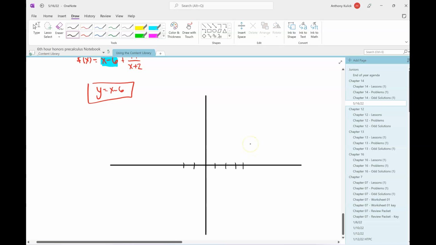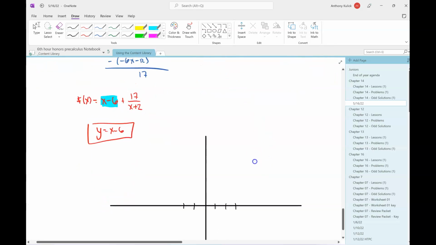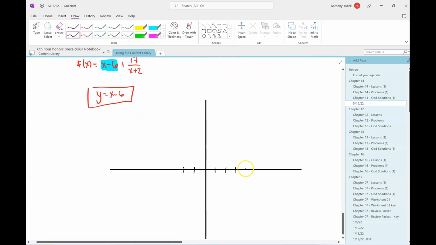Okay. We're also going to need a set of points to graph the line y equals negative 6.